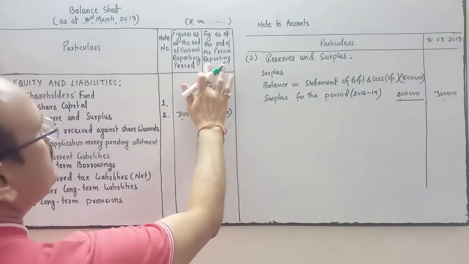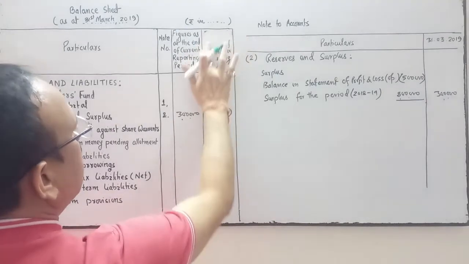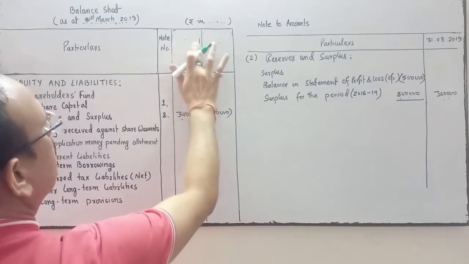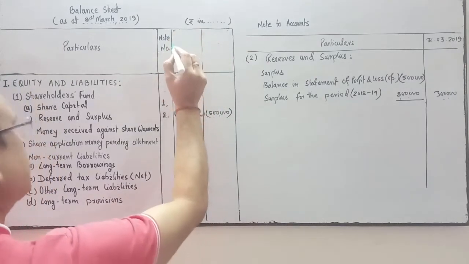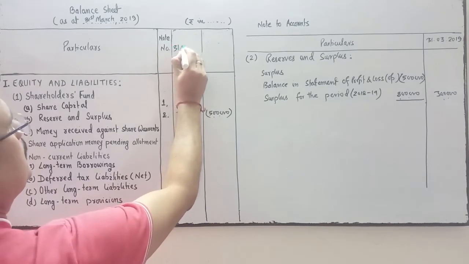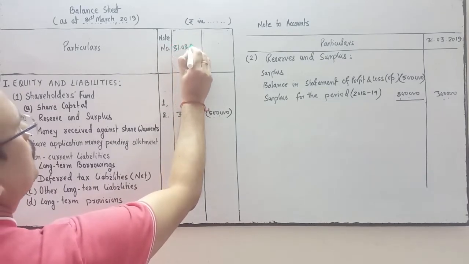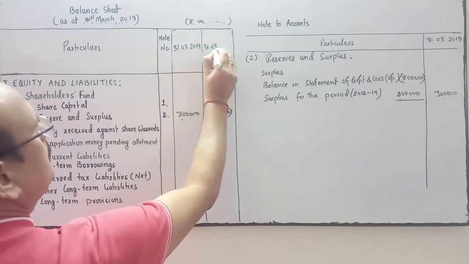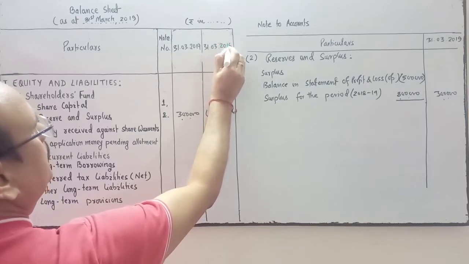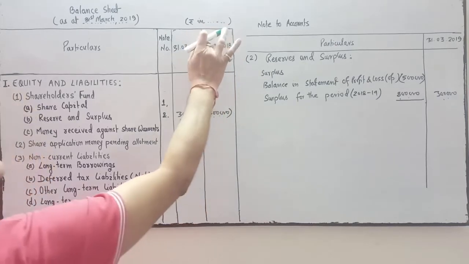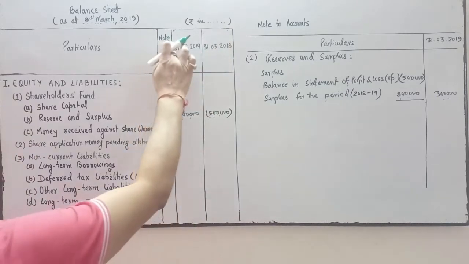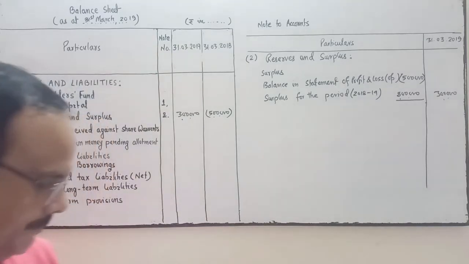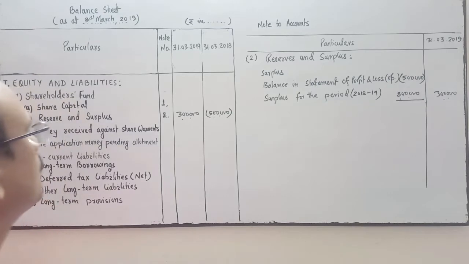So if I am talking about the balance sheet date, the balance sheet date is 31st March 2019 and this is 31st March 2018. Previous year 2018, current year 2019, 31st March 2019. Okay? Is it clear?